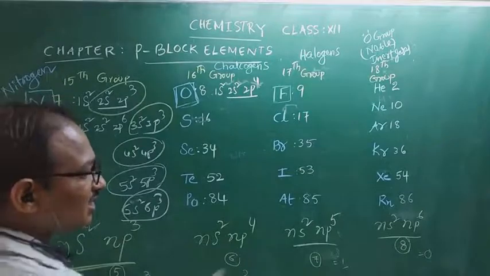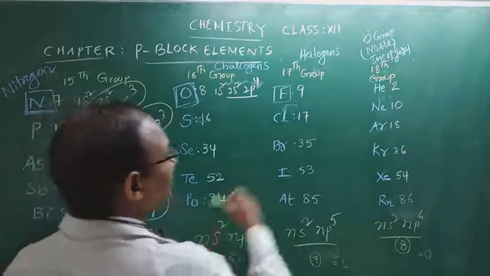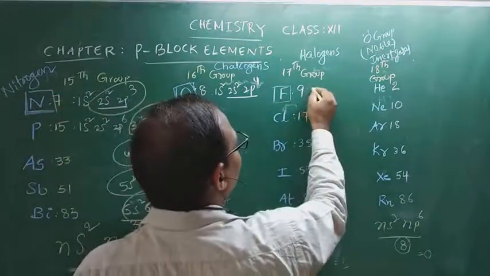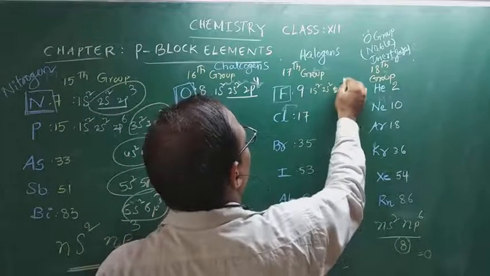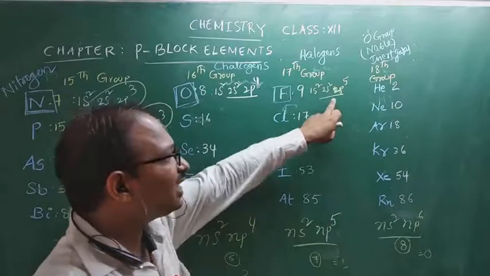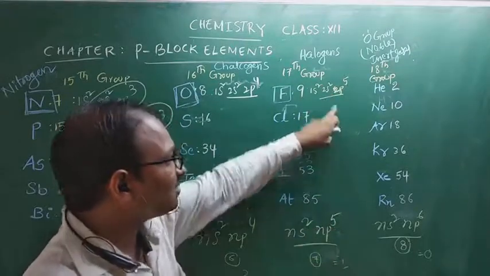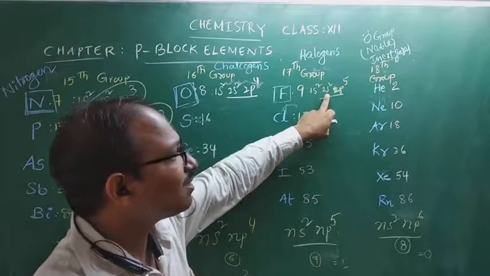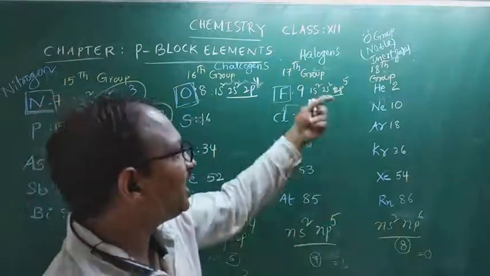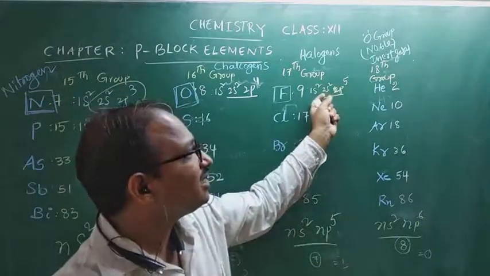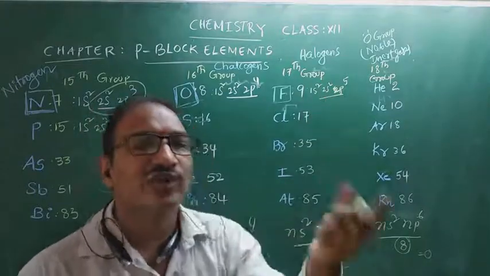And see these elements, if you see the electronic configuration of fluorine 9, 1s2, 2s2, 2p5. Here in the valence shell only 7 electrons are present. 7 valence electrons are present. So they are eagerly waiting for one more electron. Okay, means they have a tendency to gain one electron.